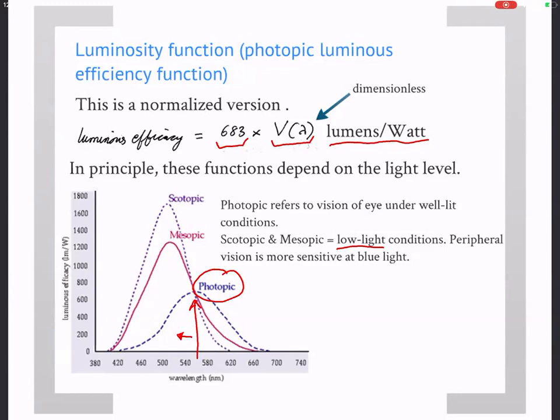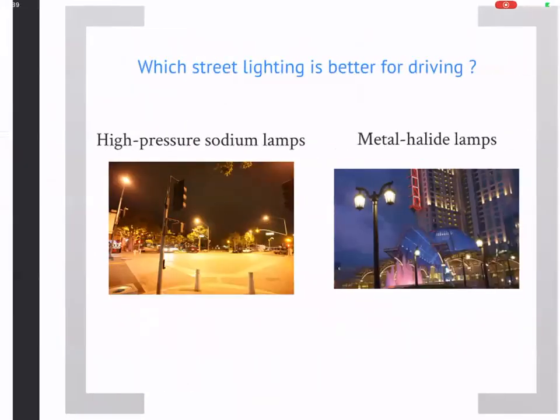I should just point out that this constant 683 here is not terribly important. It just comes from the fact that if you do an integral of this curve, particularly for photopic, over all the wavelengths, so if I take this luminous efficiency function and integrate it over 0 to infinity, I should get 1. So it's just a normalization factor. That's what 683 is. Okay, we'll come to that again.